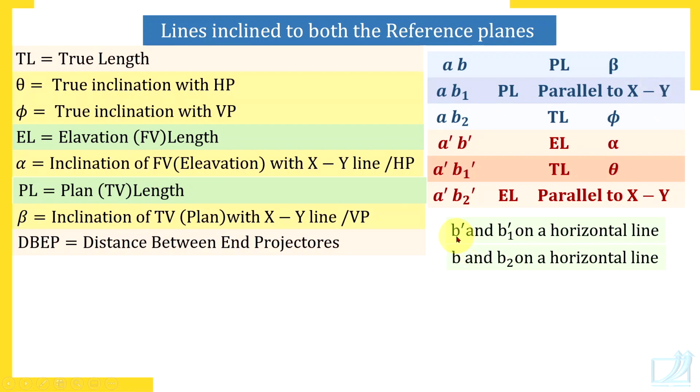Also, if you draw a horizontal line through B dash, you are sure that on the horizontal line B1 dash is, because B dash and B1 dash lie on a horizontal line. If you draw a horizontal line through B2, you are sure that on the same line point B is, because B and B2 lie on a horizontal line. If you draw a vertical line through B2, meaning the projector of B2, then on that line it must be B2 dash, this point. So it's simple.